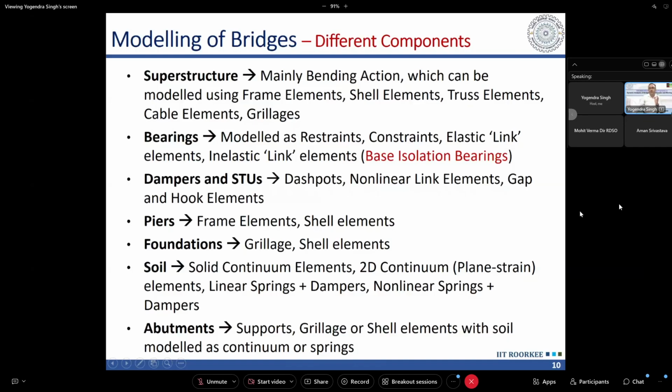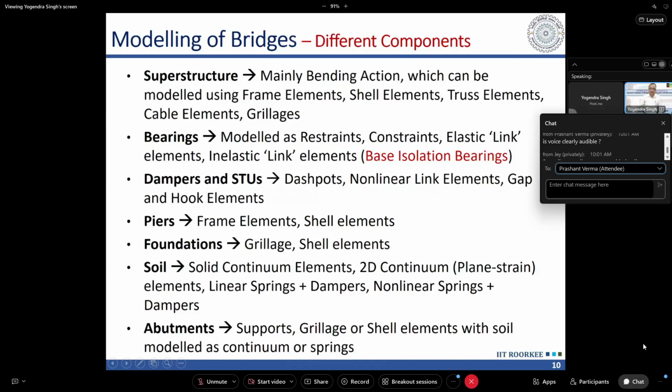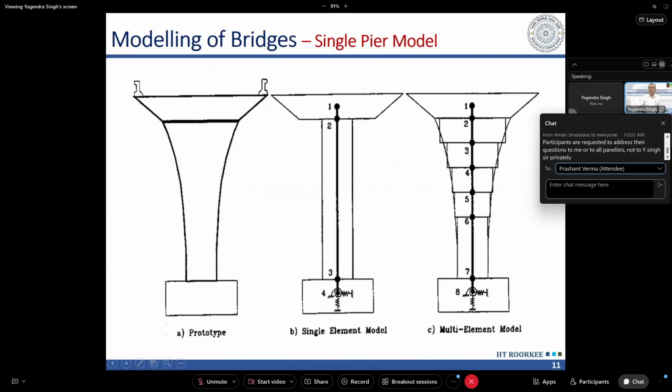We will rather focus more on what type of elements we should use, how we should create a model in a software so that it is realistically representing the behavior of the bridge, and how we can interpret the results. So our focus will be more on these aspects.